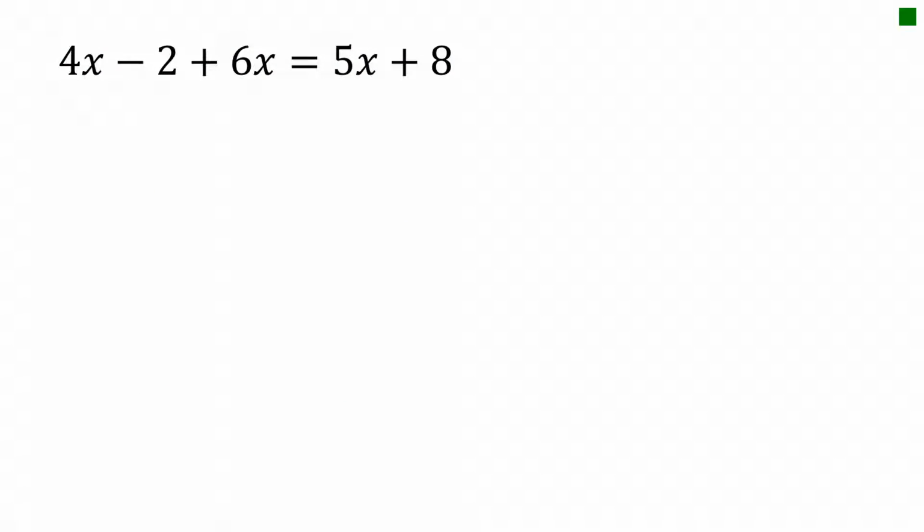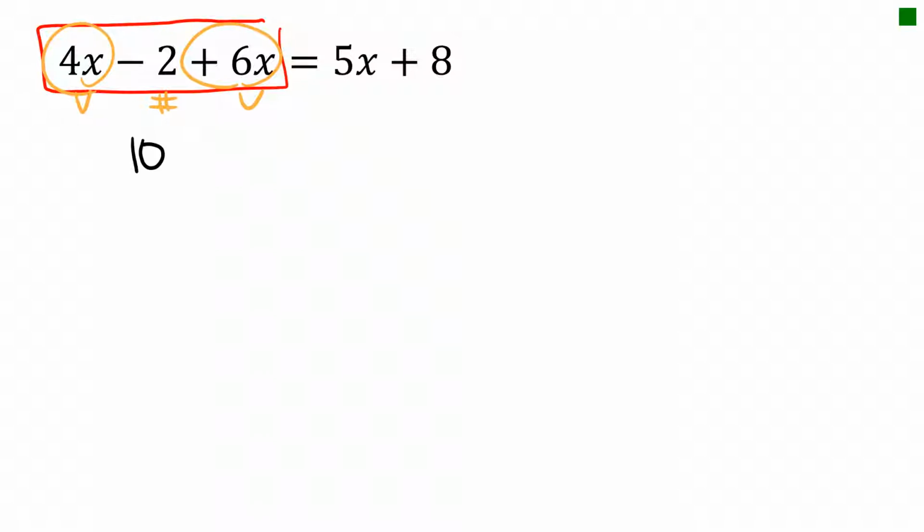Oh, goodness. Look at this one. Left-hand side, no distributive property, but I do have to clean up. I've got a variable, a number, and a variable. So I'm going to put my two variable terms together. 4x plus 6x is 10x, and I still have minus 2. On the right-hand side, there's nothing that I need to do. It's already nice and clean.